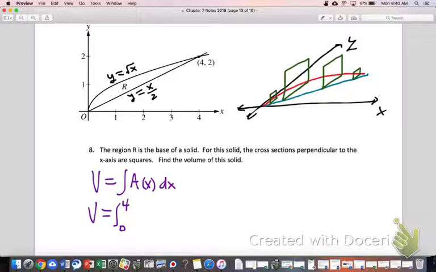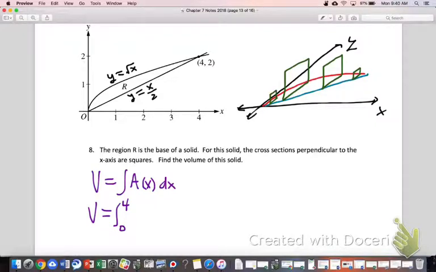Okay, so it's integral from 0 to 4, and it is square cross sections. A stands for the area formula for a cross section, right? Because you can see that those squares on the ends are going to be really tiny, but in the middle they're going to be bigger. And so there's no one set cross-sectional area. It's got to be a formula. So what is the area formula for a square?